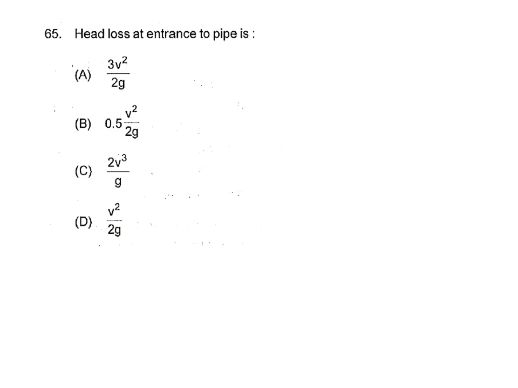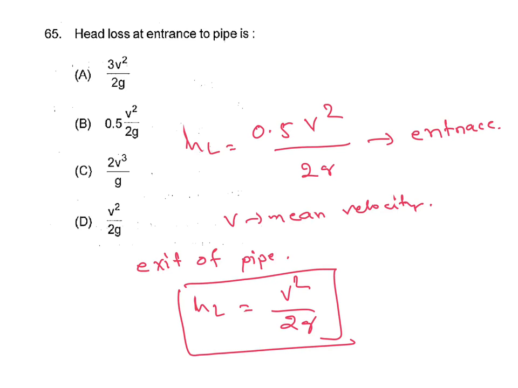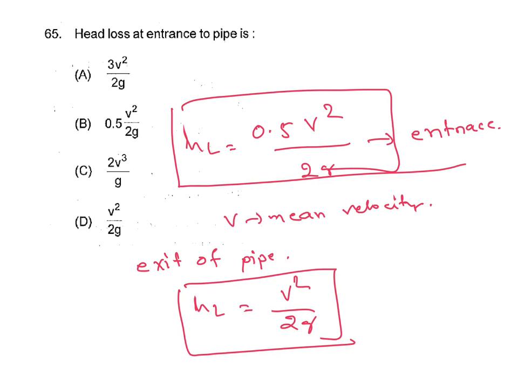Question 1. Head loss at entrance to pipe is, at entrance of pipe, head loss is 0.5 V square by 2g at entrance. One more thing is important here, V is mean velocity at exit of pipe. Head loss HL equal to V square by 2g. Both are important for exit of pipe and at entrance of pipe. So answer is 0.5 V square by 2g.